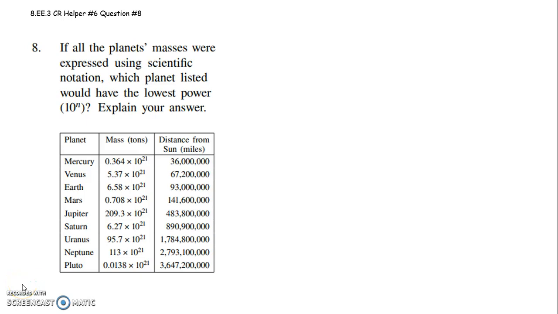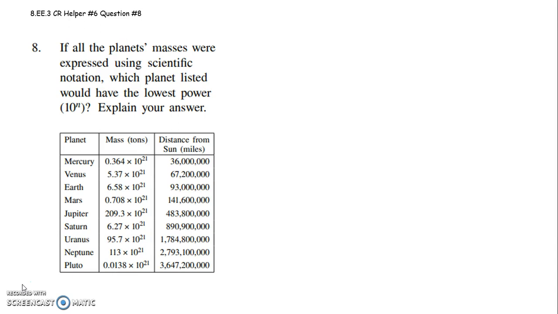All right, 8th graders, this is to help you with question 8 on CR number 6. If all the planets' masses were expressed using scientific notation, which planet listed would have the lowest power of 10 to the n? Explain your answer.